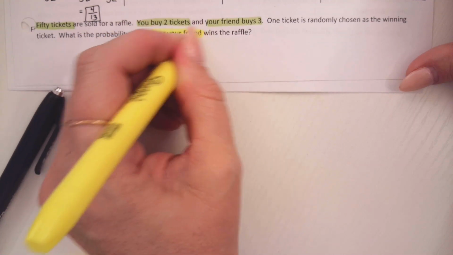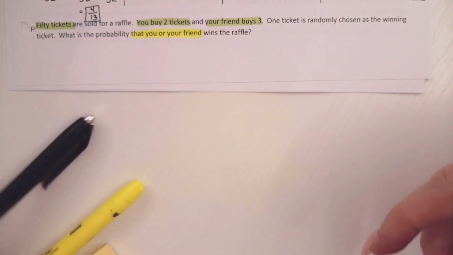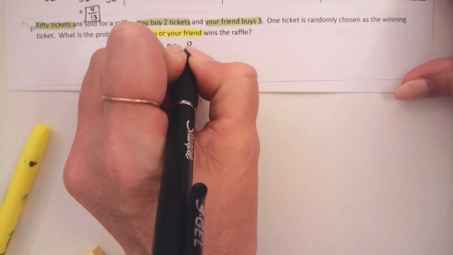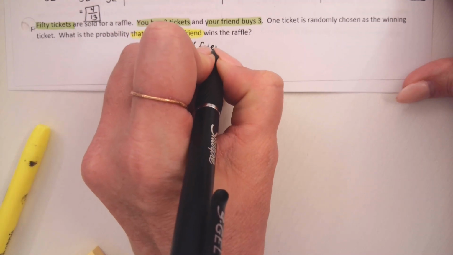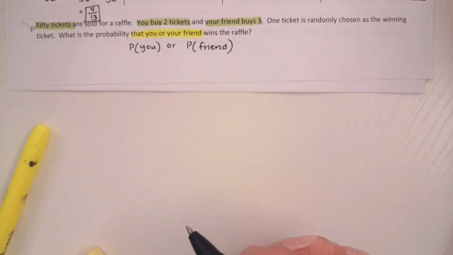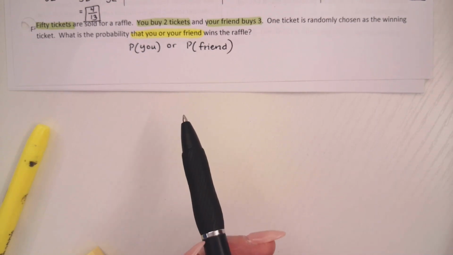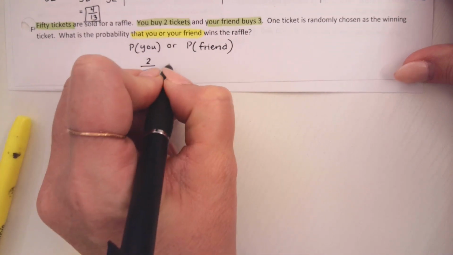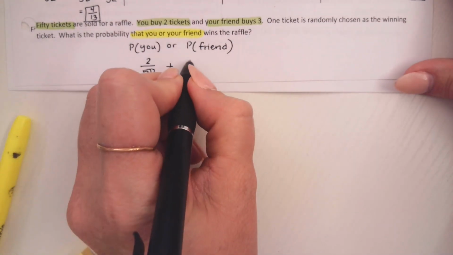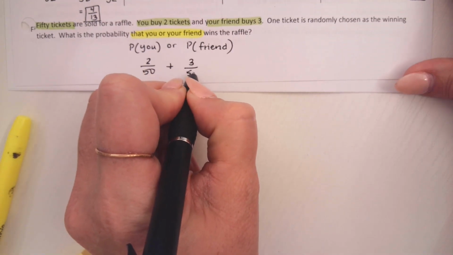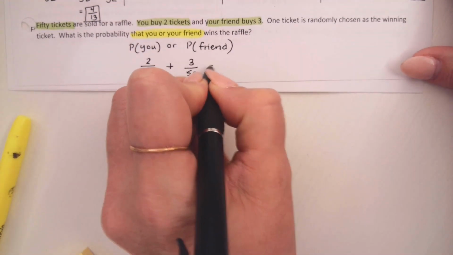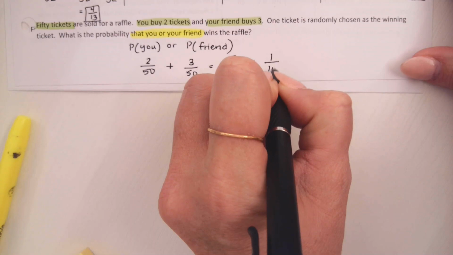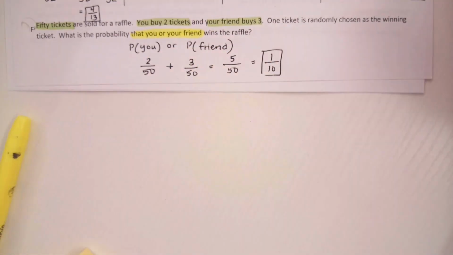Okay, so probability you or your friend. Anytime I see or, I'm like, ugh, that's telling me I need to add. So I'll need probability of you or probability of friend. Alright, starting with probability that you win. It's 2 out of 50. Very good. And then or means plus. Probability that friend wins? 3 out of 50. Okay. Grand total would be 5 out of 50, which both of those are divisible by 5. 1 out of 10. That's a pretty good chance. Yeah, I think so too.